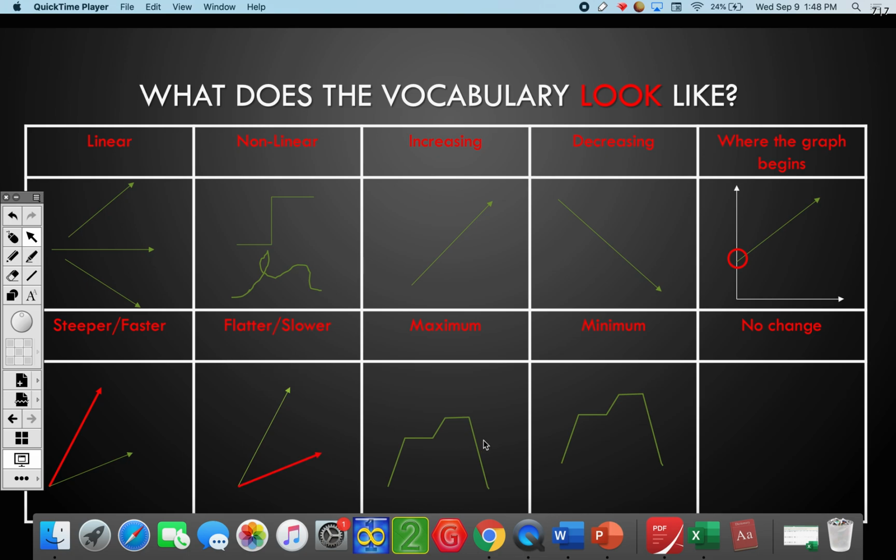Maximum should be the highest point. Minimum is the lowest point. And if there is no change, it is going to be a flat line.